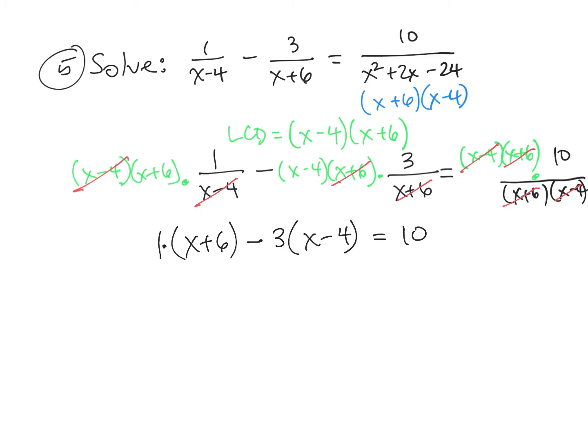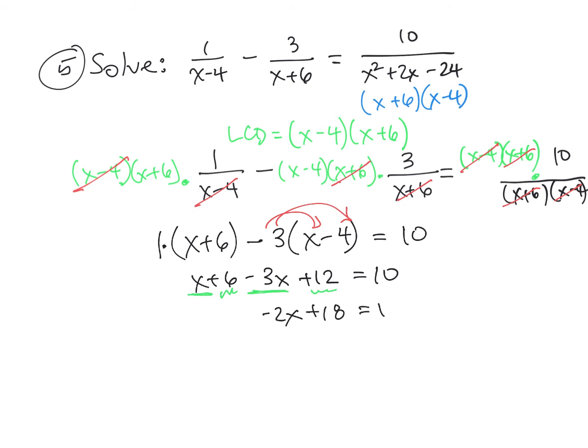This becomes a linear equation to solve. I don't see any x squareds, no square roots or anything like that, so I'm going to distribute to get rid of those parentheses, except I don't really need to distribute that one. x plus 6 is just x plus 6. Distribute the negative 3, so minus 3x plus 12 equals 10. Combine my like terms: x minus 3x is negative 2x, and 6 plus 12, my constants, is 18. So negative 2x plus 18 equals 10.